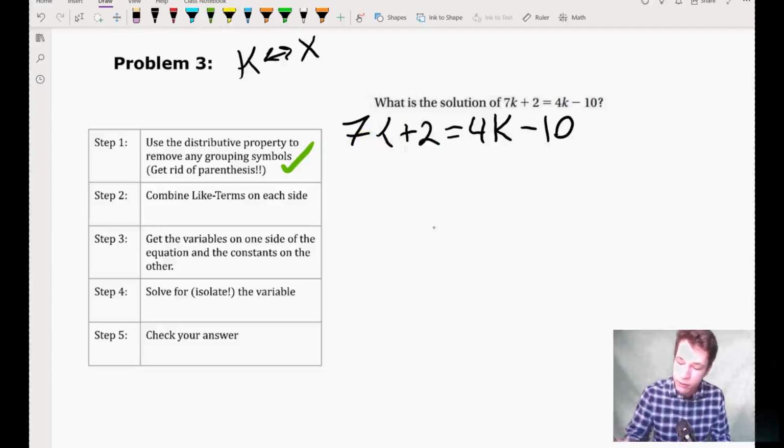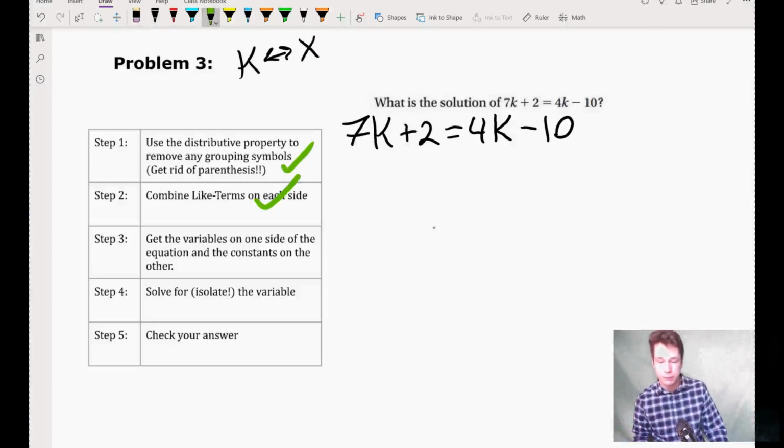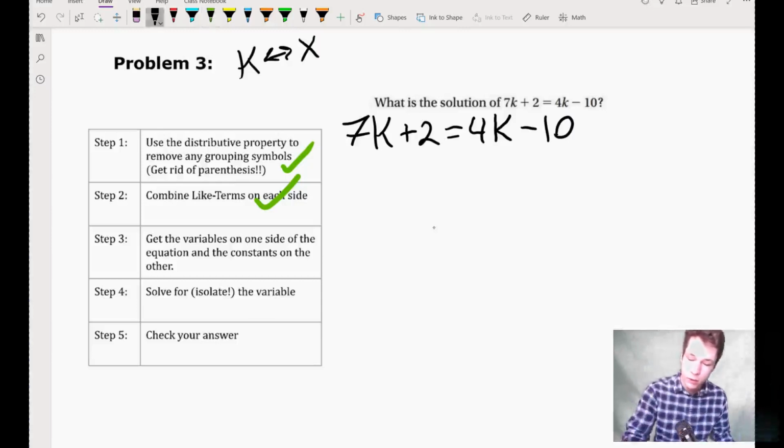Okay, and there's the same thing going on the right side. 4k and negative 10, those two terms are not like terms, so we can't combine any, so we're done with step 2. Let's see, step 3, get the variables on one side and the constants on the other. Okay, I'm going to move my variables over to the left, but let's start with the constants first.